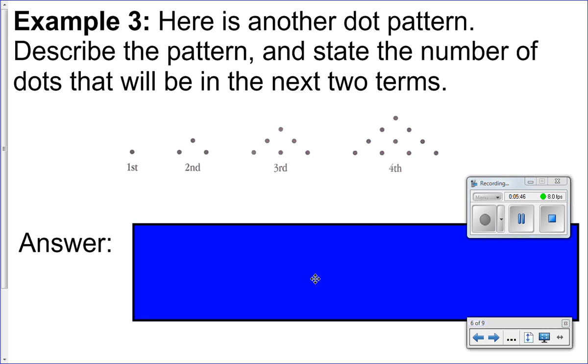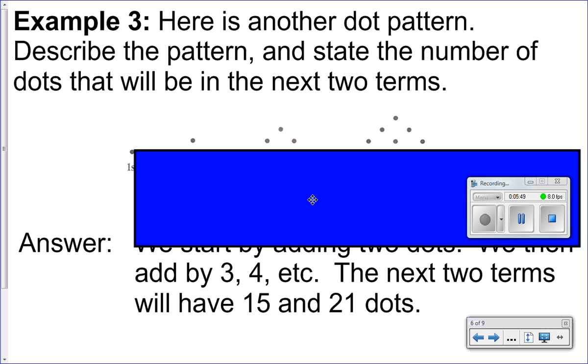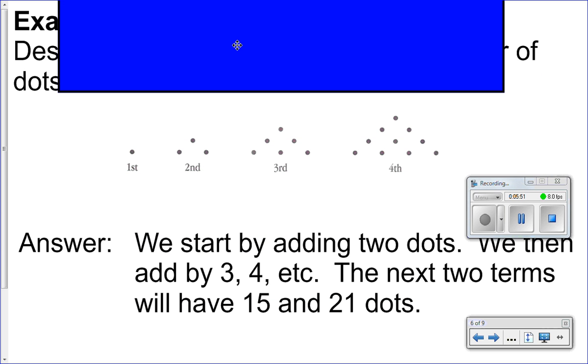Alright, time to reveal the answer. Okay, so we started by adding 2 dots. Then we added 3. Then we added 4 dots. So that means for the next term we're going to add 5 dots. And 10 plus 5 is 15. So for next term we're going to have 15 plus 6, which is 21 dots.